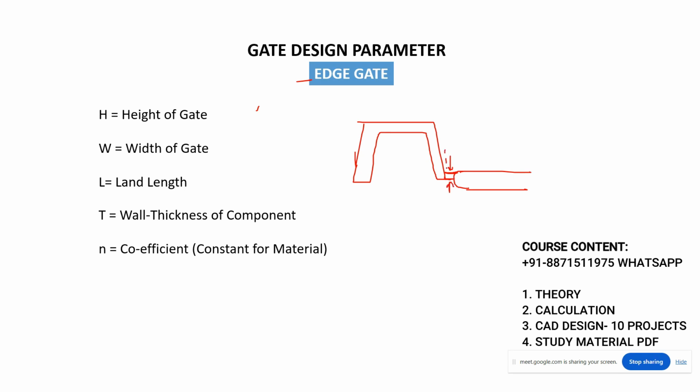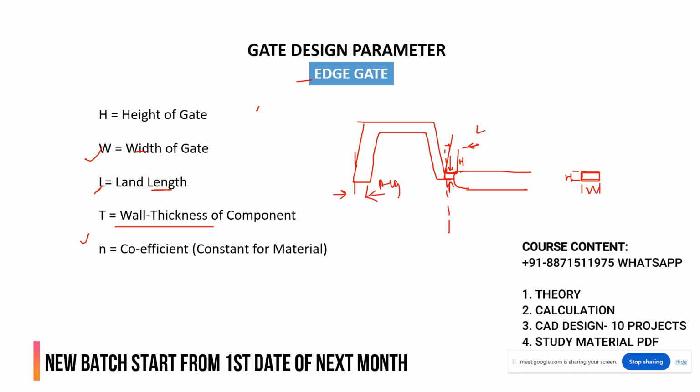If I take the cross section of this, you will get the cross section like this, right or wrong? So this will be the height and this is nothing but the width. This is the width, this is the height, and this will again be the height, right? Land, which is the length. So from this point to this point, it is the length. T is nothing but the wall thickness of the component. Now if I am talking about the wall thickness, what is the meaning of that? It is the average wall thickness. Is it clear?